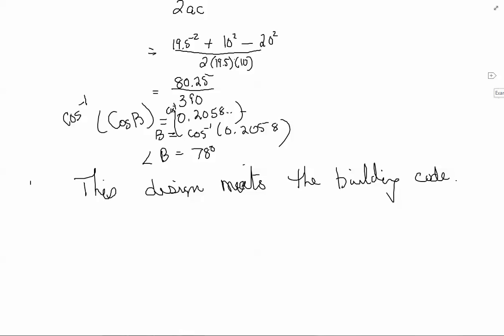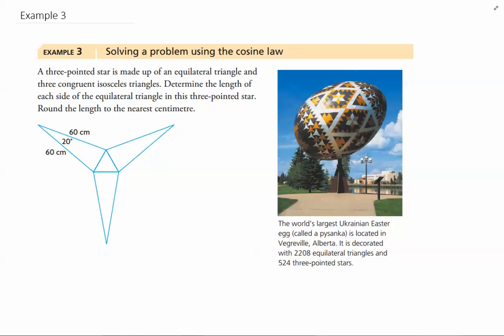Let's do another example. Here we have a three-pointed star. It's made up of an equilateral triangle and three consecutive isosceles triangles. And we've got the measurements from one, and you can see it's sitting right up here. Those shapes are what we're looking at. And again down here. And we're being asked to determine the length of each side of the equilateral triangle. Well, we're given an angle and two sides, and we're looking for the side opposite the angle. I'll call that x.